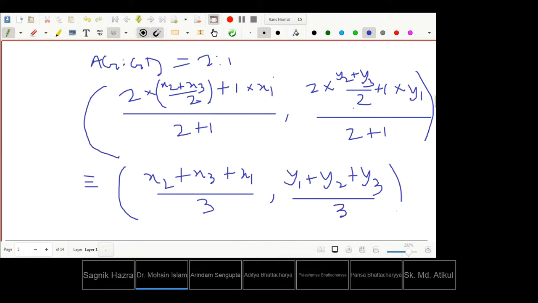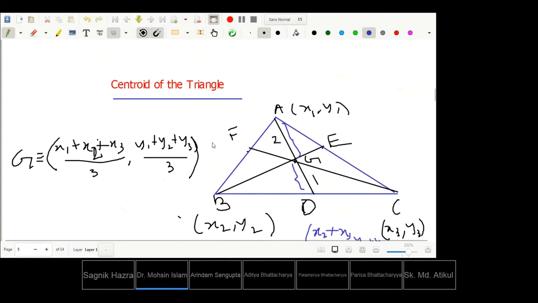Clear? So this is the coordinate of the centroid. Remember, the coordinate of the centroid G is x1 plus x2 plus x3 by 3, y1 plus y2 plus y3 by 3. Very important result. So this is the proof. I will share these sheets with you. If you take the median BE, similarly you can calculate the midpoint of E, that is x1 plus x3 by 2, y1 plus y3 by 2, and this is also 2:1. You can show that G will be the same. So they will intersect at one point.